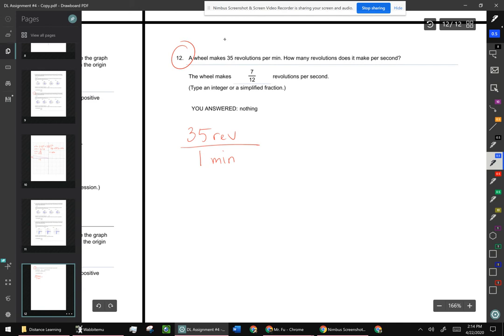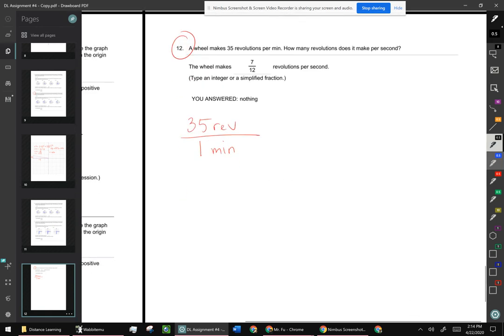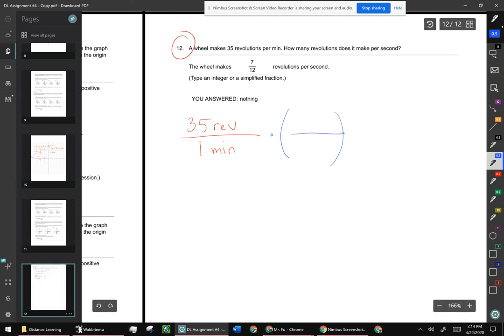Oh, why am I not writing here? Okay, there we go. So I don't want minutes, I want the minutes to cancel out. So I'm going to put minutes on top. I want to convert minutes to seconds. So I don't want the minute unit there anymore. I want seconds. So if I put 1 minute on top, that's going to allow me to cancel out.